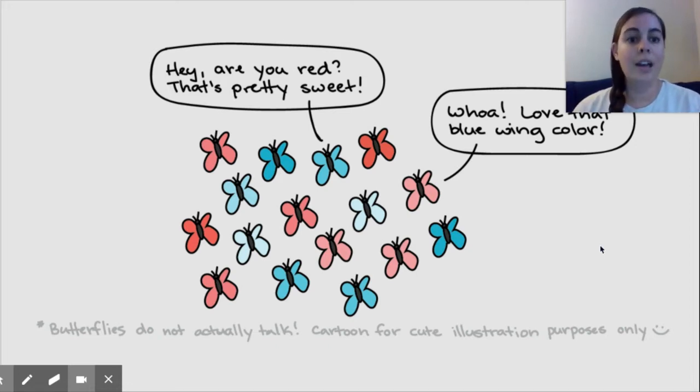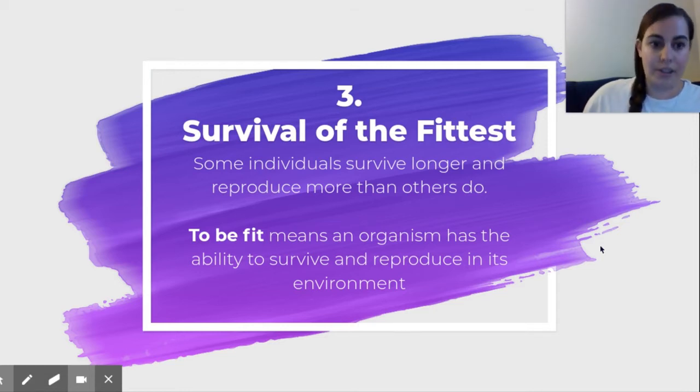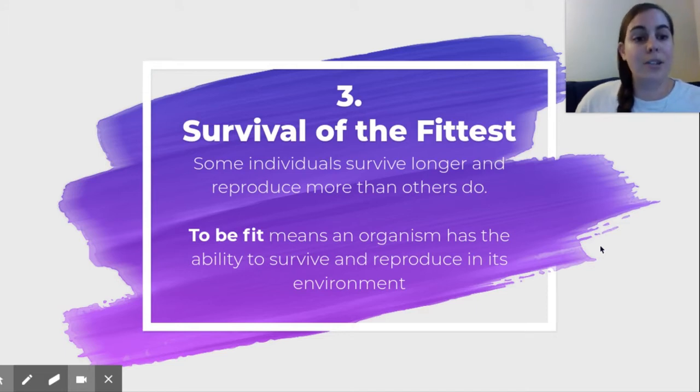Which leads me to the third force, survival of the fittest. Some individuals survive longer and reproduce more than others. The fittest individual is an organism that has the ability to survive and reproduce in the environment. Fit doesn't mean strong. Fit means enough to survive and reproduce. Every organism's goal is to pass on their genetic information, and those that can do it the best are the most fit.